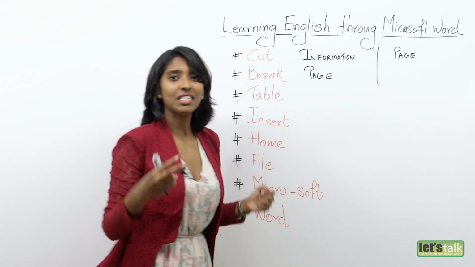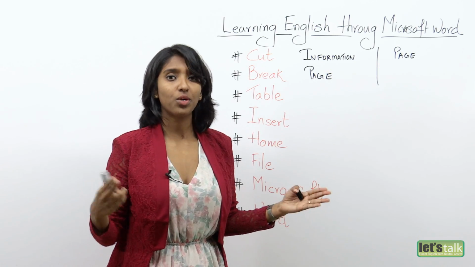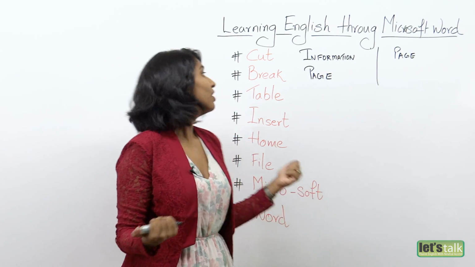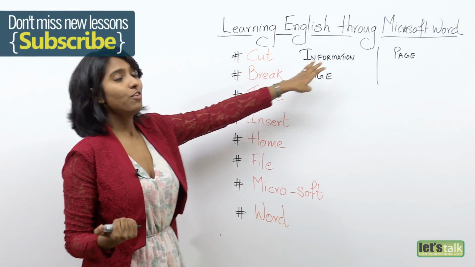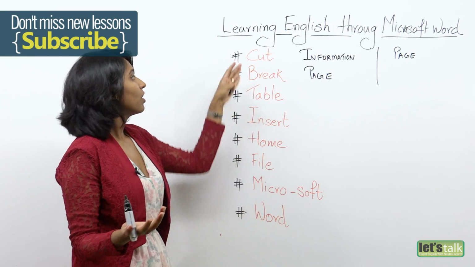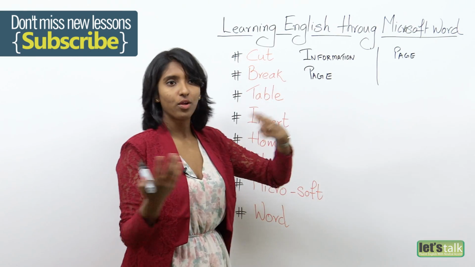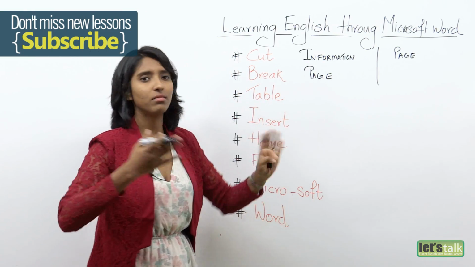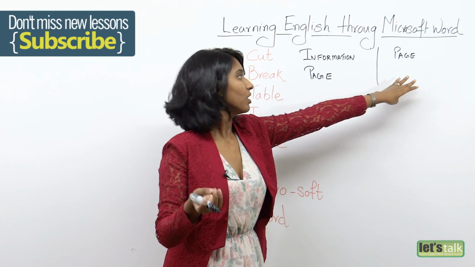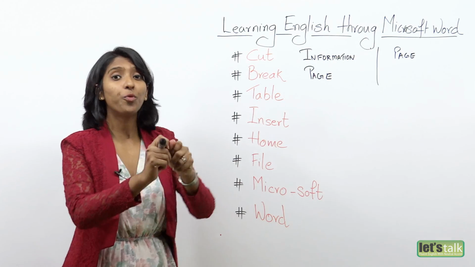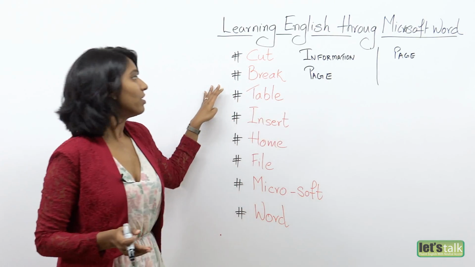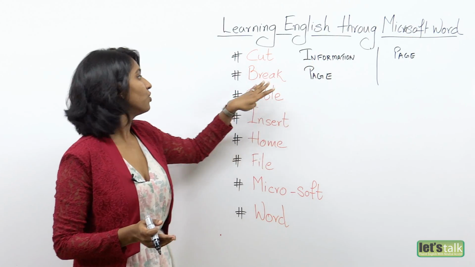What is cut? Cut is separating an object from another by using a sharp object such as a knife or scissors. So you don't cut information, you cut something which is tangible. For example, you cut a page or a cloth or maybe wood. So you cut using a sharp object. You cut a page. You don't say, I want to break a page. No, you'll say, I want to cut a page. Cut.